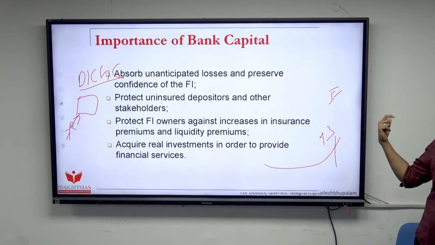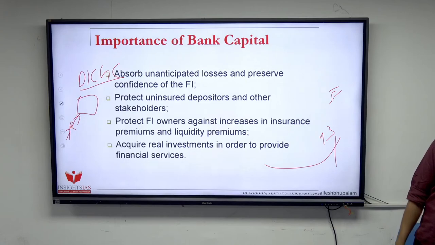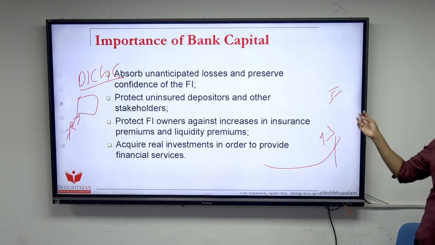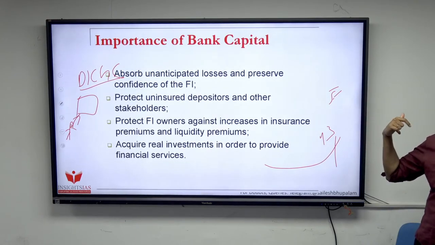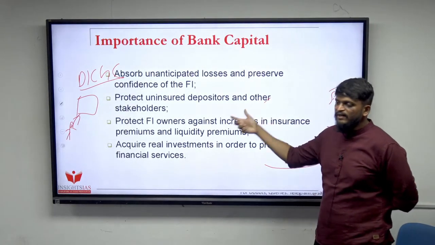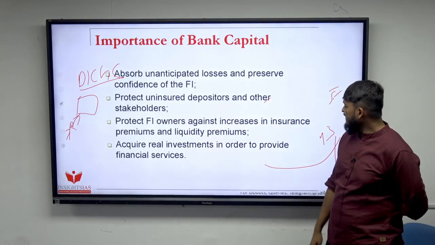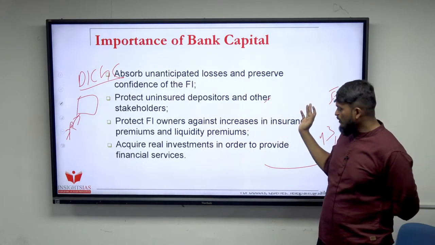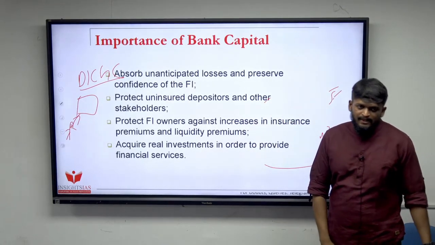You understood this. But some people who have not insured their deposits, if the bank fails, they will lose their money. That means if the bank does not have enough capital and it fails, then uninsured depositors will lose their money. That is the second problem. So to avoid this problem, we need to have enough capital. Then, protecting financial institution owners against increase in insurance premium.